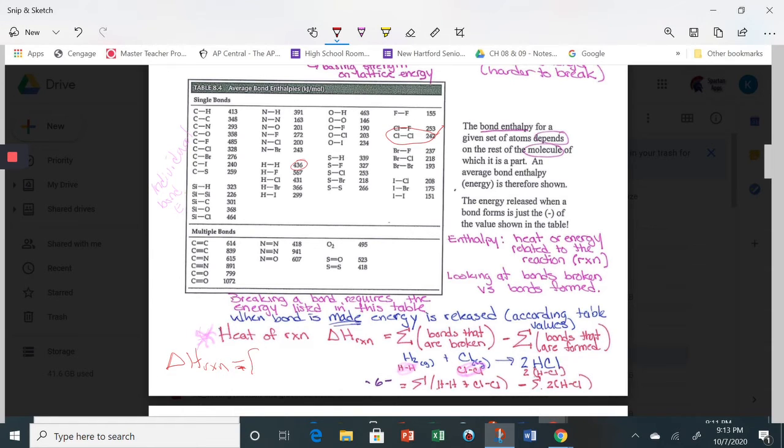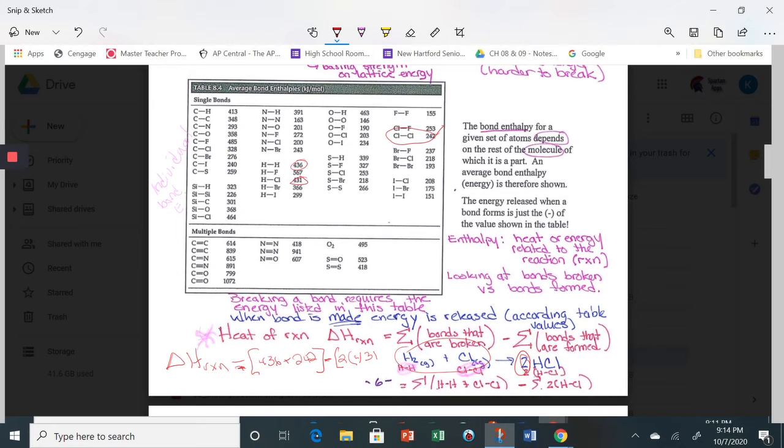So I have the left part of this equation right here. That's breaking. So it's 436 plus 242, and then I'm going to minus, and this is what you have to be careful of when we get to do it. I have 2 of these, so I'm going to form 2 of the HCl bonds, and my HCl bond is 431.